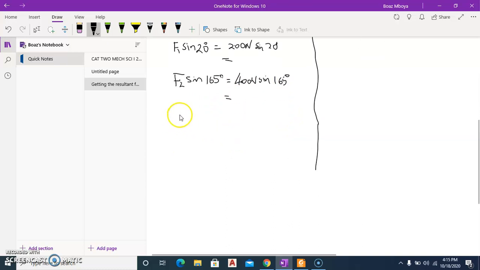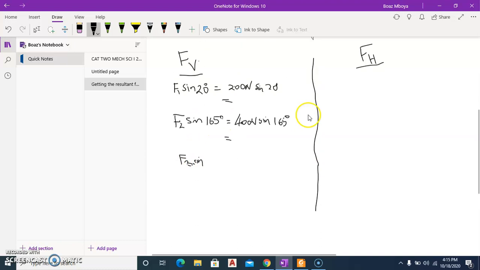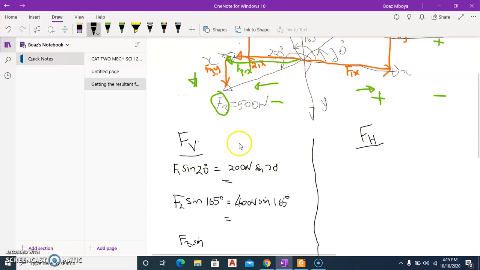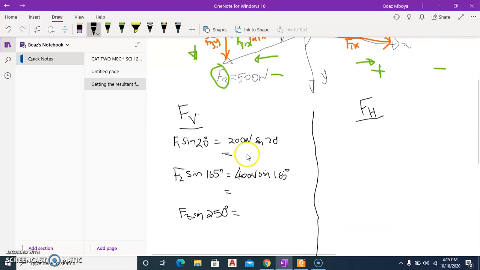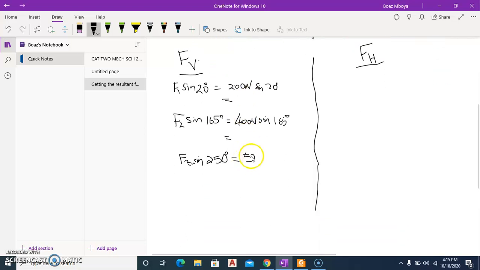Then finally we have F3 sine. So F3 is subtended by 250 degrees. So sine 250 degrees. So F3 is 500 newtons. Then you have sine 250 degrees.